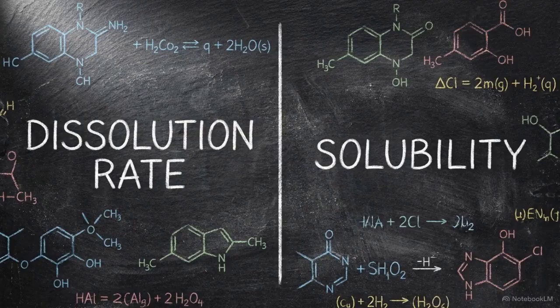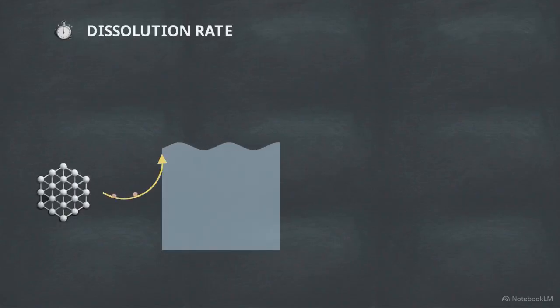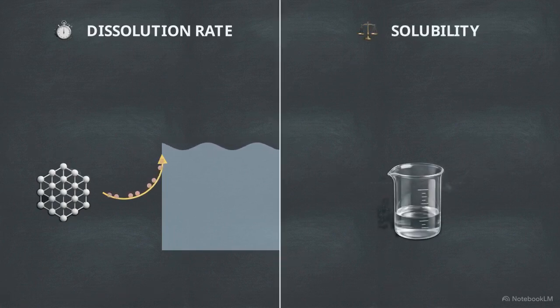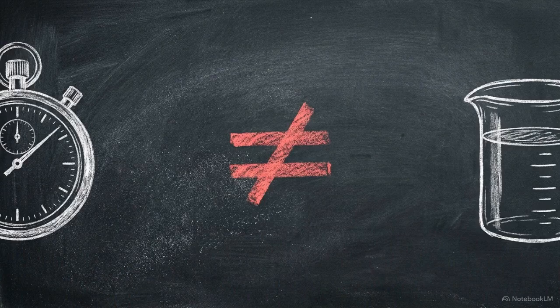Analyzing this system requires us to separate two distinct properties: dissolution rate and solubility. Dissolution rate is the kinetic speed of the process, how fast the drug enters the liquid. Solubility is the thermodynamic limit, the maximum amount of drug that can be dissolved when the system reaches equilibrium. In practice, high solubility is usually associated with a high dissolution rate. Because they correlate so frequently, it is easy to assume they are governed by the same rules.